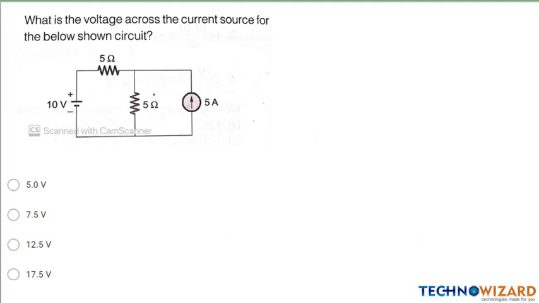What is the voltage across the current source? We have to find the voltage across this. The voltage across the 5 ohm will be the voltage across the 5 ampere source because they are connected in parallel. Now I am applying nodal here. (V minus 10) upon 5 plus V by 5 minus 5 ampere is equal to 0.